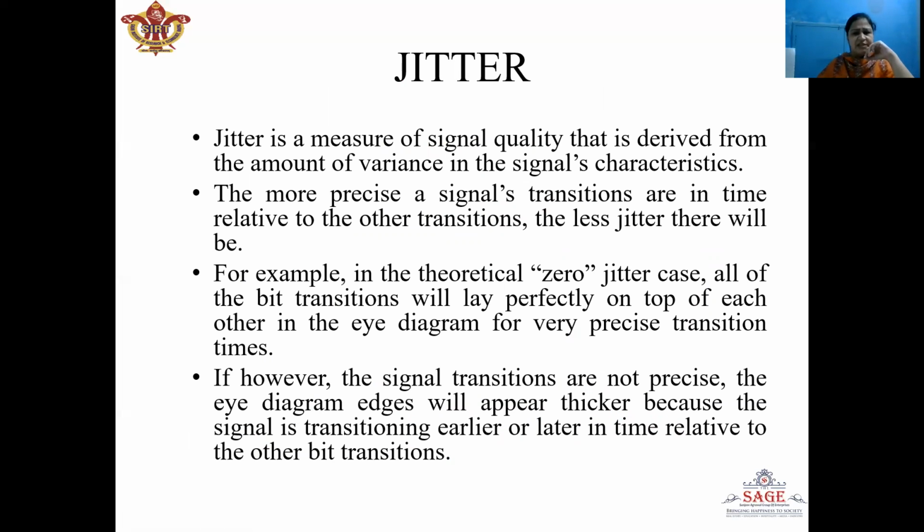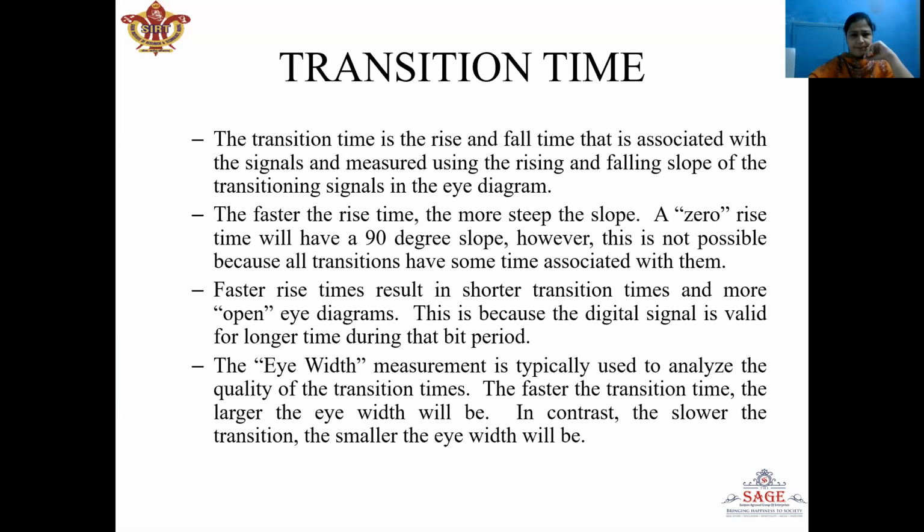In the theoretical zero jitter case, all of the bit transitions will lay perfectly on top of each other in the eye diagram for very precise transition times. The eye diagram edges will appear thicker when jitter occurs, because the signal is transitioning earlier or later in time relative to other bit transitions.